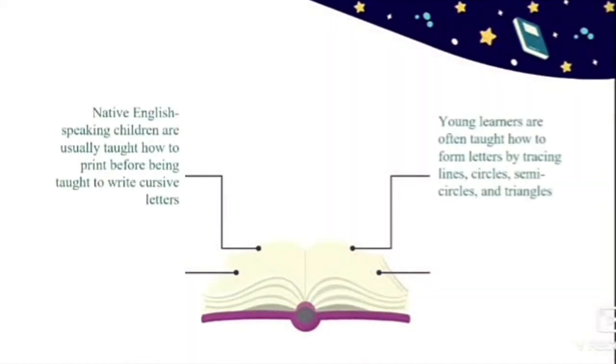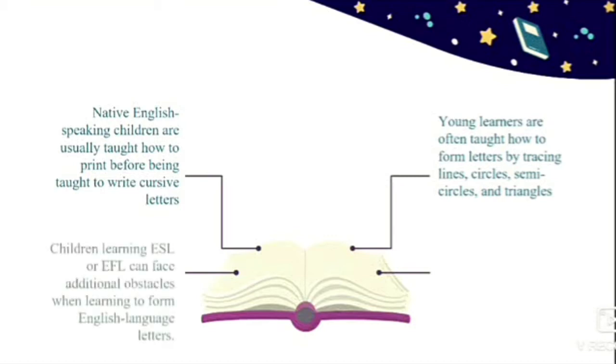Native English-speaking children are usually taught how to print before being taught to write cursive letters. Students are taught printed letters first because they resemble letters found in books, and according to many teachers, forming printed letters is easier than forming cursive ones because they have more straight lines and complete circles. Young learners are often taught how to form letters by tracing lines, circles, semicircles, and triangles, because this preparation helps them master the formation of the shapes that are used for letters.